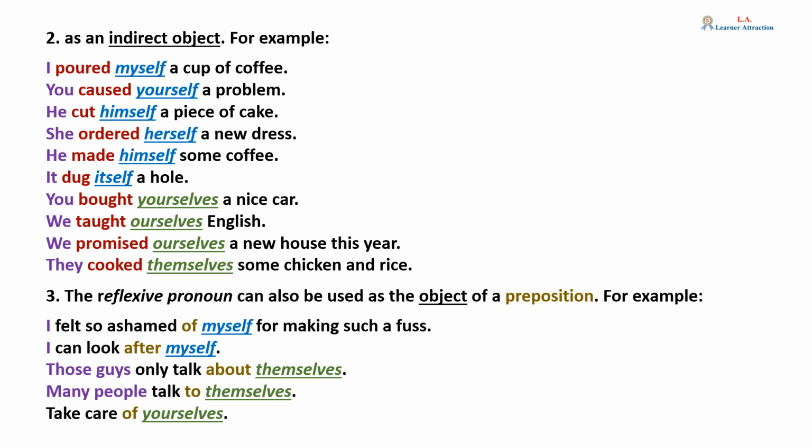2. As an indirect object. For example, I poured myself a cup of coffee. In this sentence, a cup of coffee is the direct object, and the reflexive pronoun myself is the indirect object and is the same person as the subject, I. Therefore, this sentence is correct.